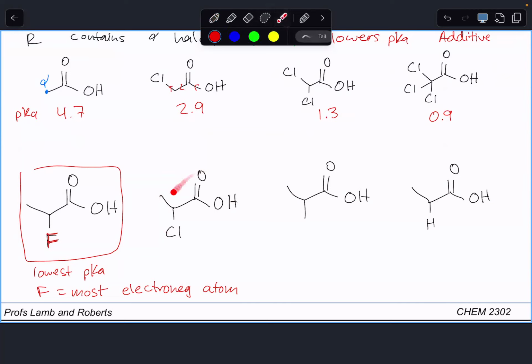After that, it would then be the chlorine, because that's the other halogen, right? These two are pretty similar, right? Again, alkyls don't really affect pKa that much. And so these last two are going to have higher, about the same. Yes.